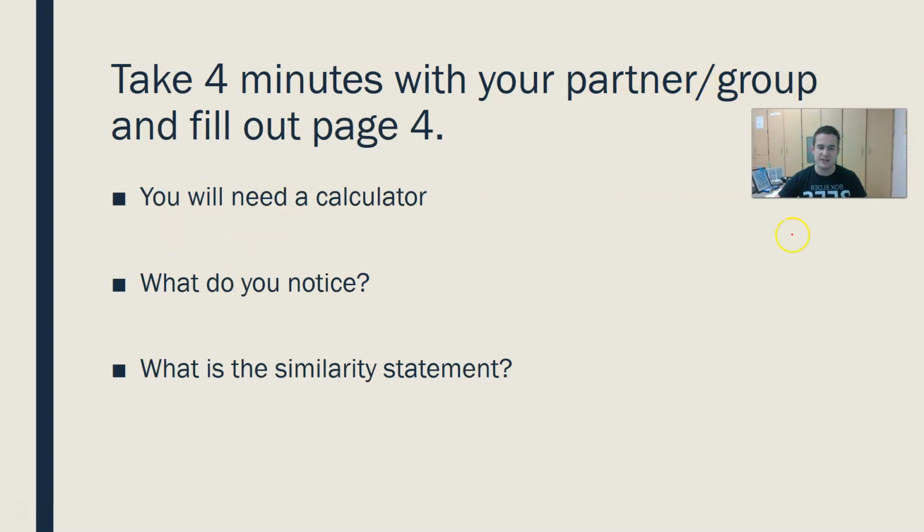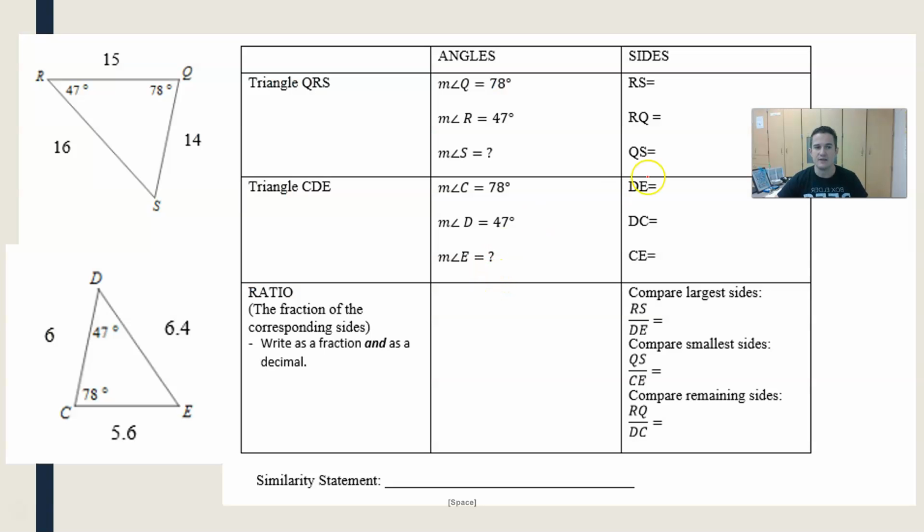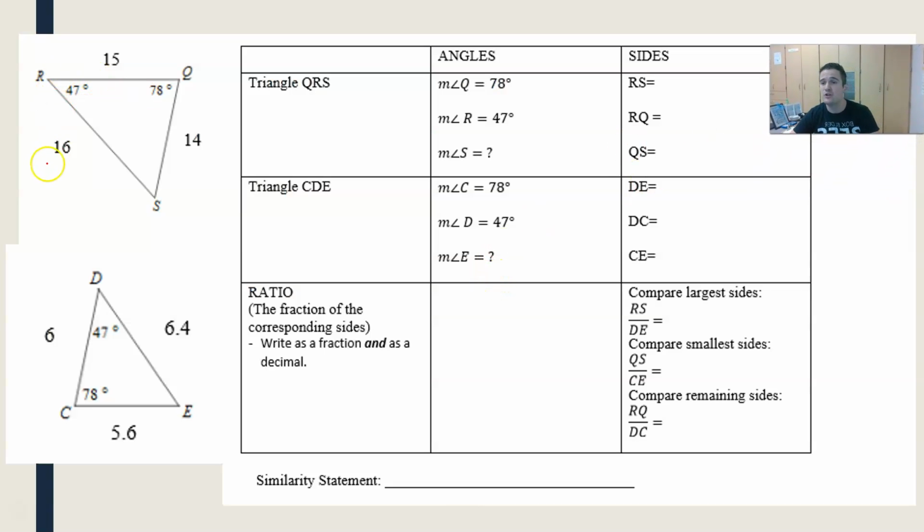So let's take a look at this. Traditionally, I'd have you do this in a group, but on this page in your guided notes, we're going to fill it out together. So I have two triangles here, QRS and CDE. We're going to take a quick look at some of the properties of these two triangles. For example, in triangle QRS, I write QRS because those are the points on the outside of the triangle. The measure of angle Q is 78 degrees. The measure of angle R is 47 degrees.